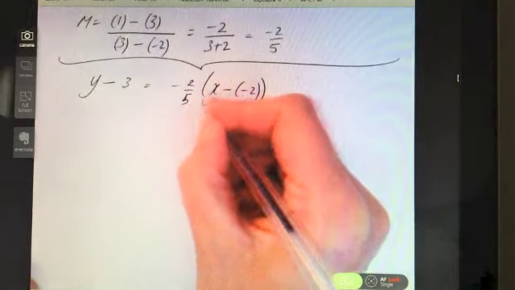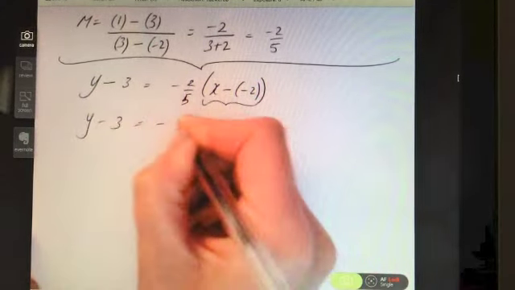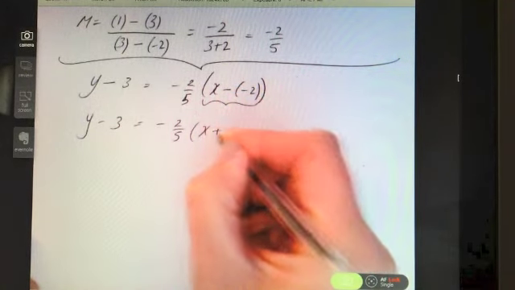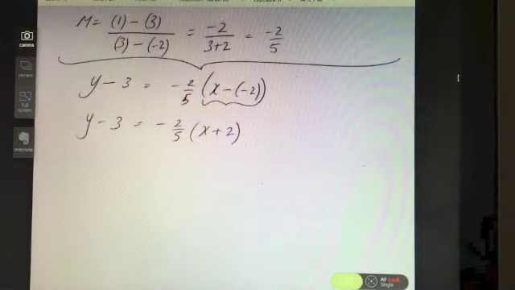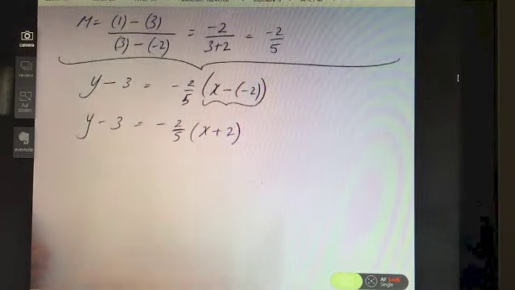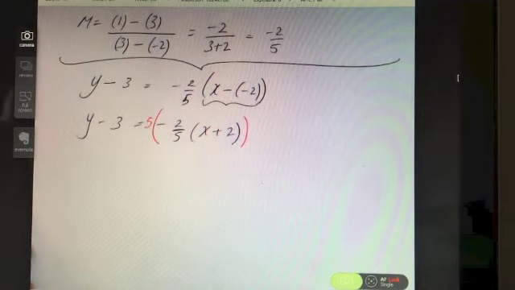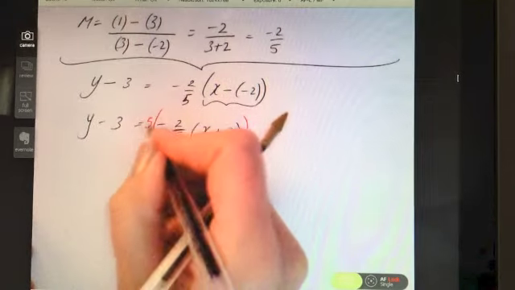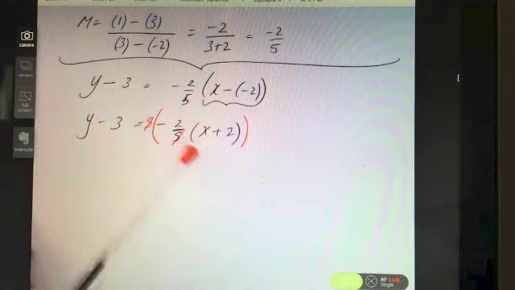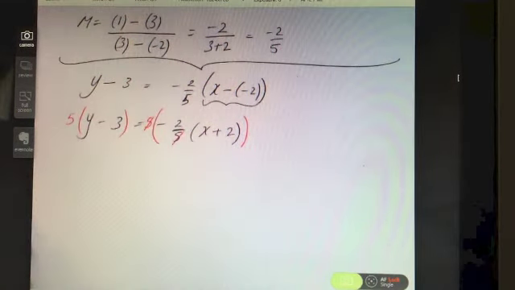So the first bit I'm going to do is the x minus minus 2. So leaving the left-hand side as it is, minus 2/5, and I get x minus minus 2, which is the same as x plus 2. Okay, now I'm going to go and get rid of the divide by 5, which means I'm going to multiply this side by 5, just as I would have done before. That 5 will then cancel with the divide by 5 there.